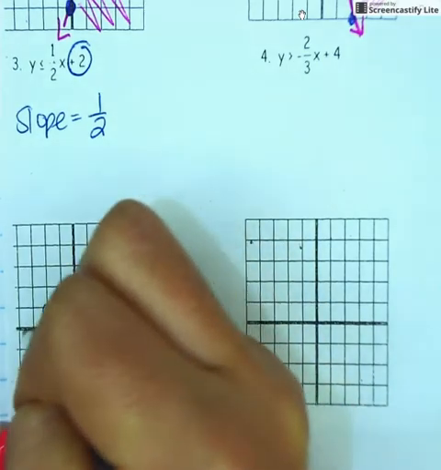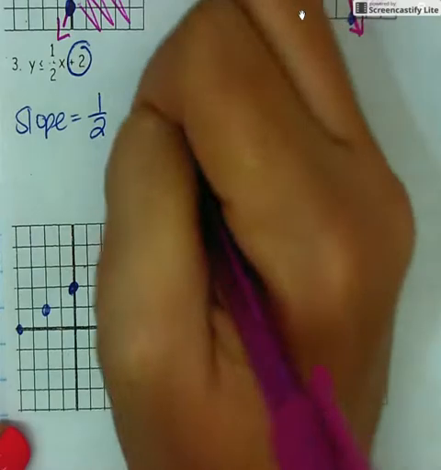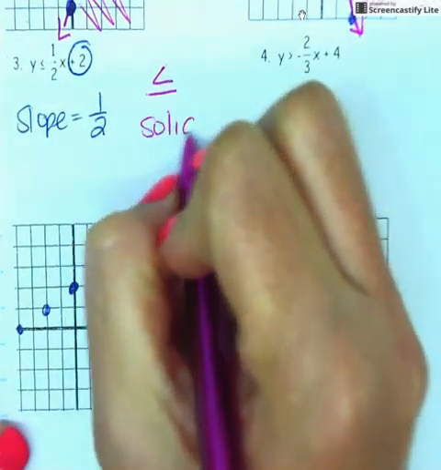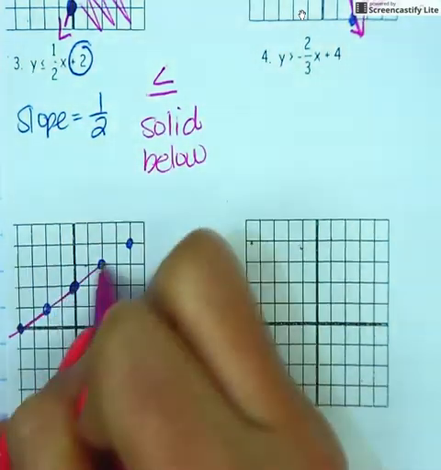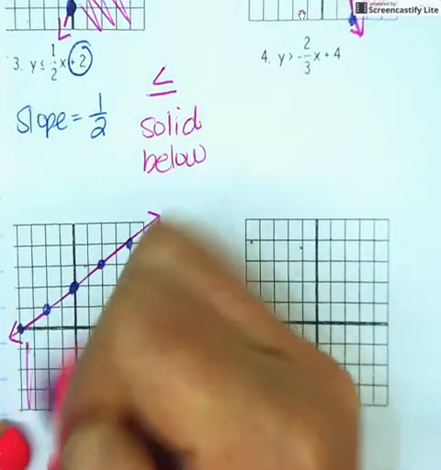Okay, remember you can do the same thing. All right, my sign is less than or equal to. So since I have the line underneath, it's going to be a solid line, and less than means below. So I'm going to draw a solid line through here, and I'm going to shade below.